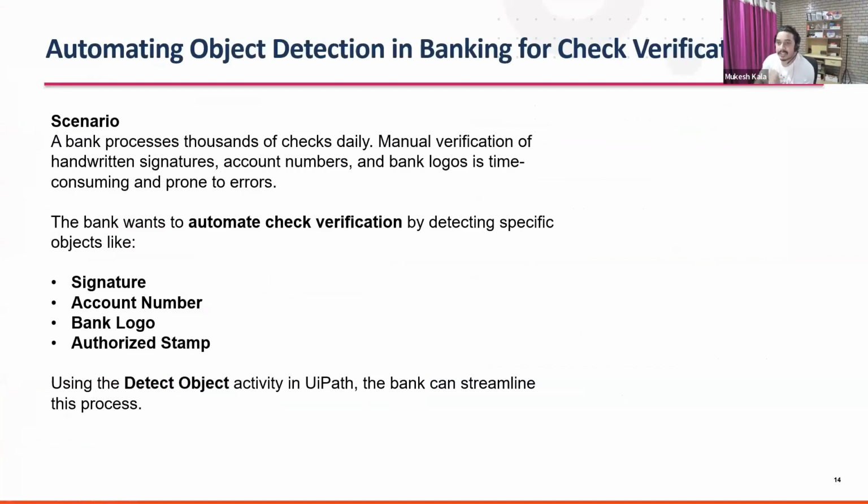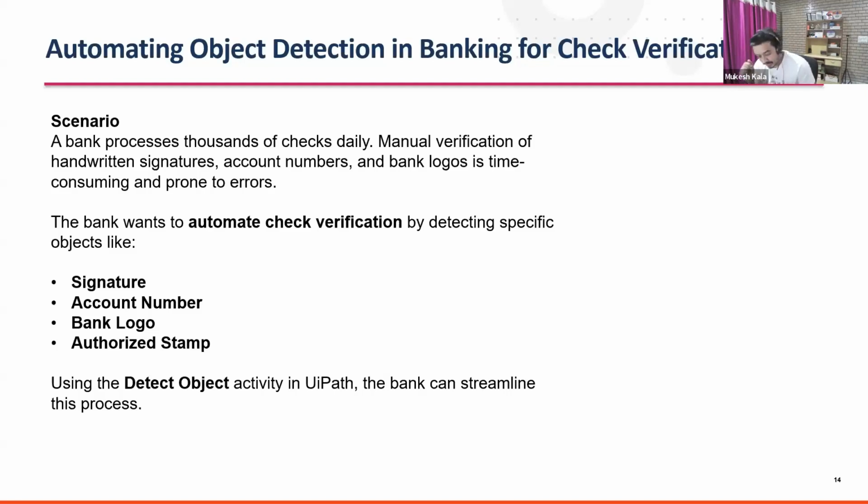Now, that was all about text. Wouldn't it be good if we are able to do the same thing with objects? So for example, I have a scenario here. There is a bank, okay? That bank is receiving a lot of checks, right? Today, somebody has to manually sit and find out what is there in the check, whether the signature is present, whether the account number is present, whether the logo is present, or whatever it is, right?